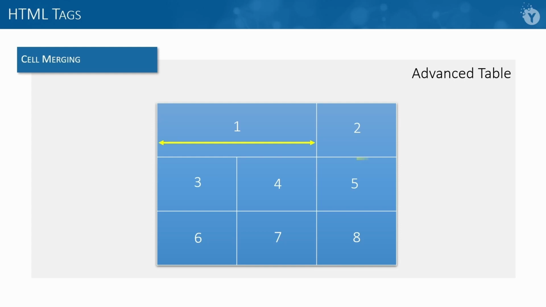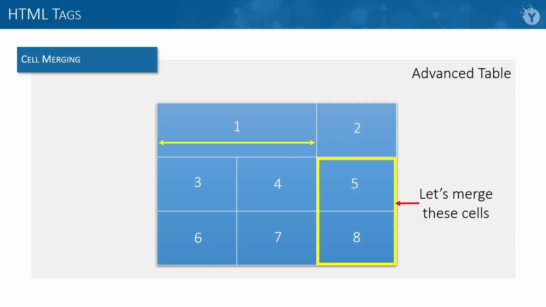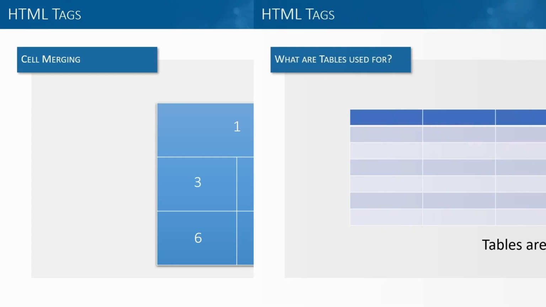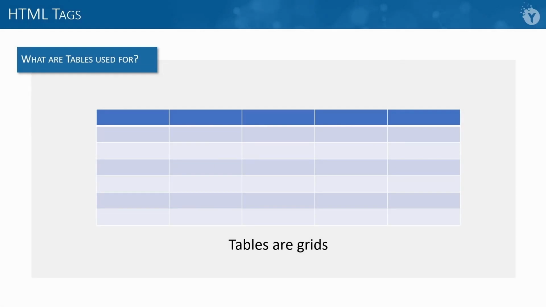We can also do this vertically. If we want to merge cells 5 and 8, we can do just that. This will reshuffle the cells again, with cell 5 now taking up 2 rows, and we lose cell number 8 in the process. So now that we know what tables are, let's explore what they're used for.